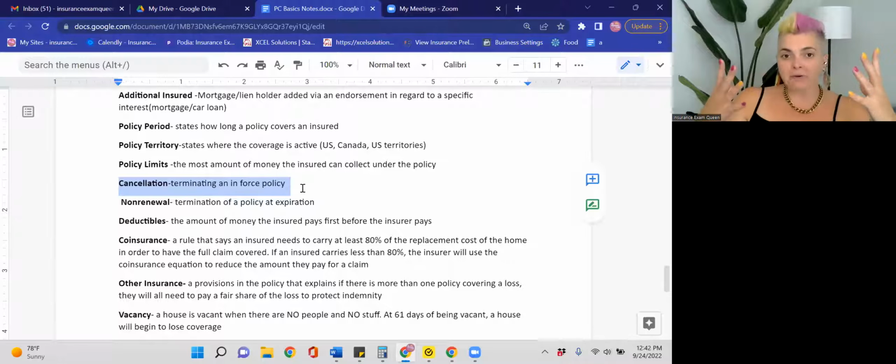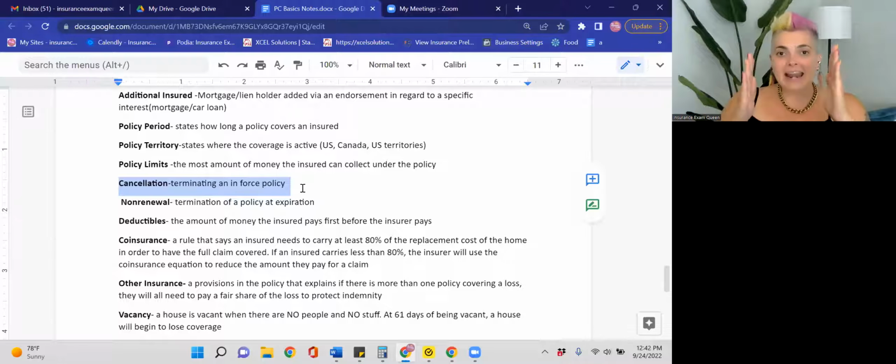But the thing about non-renewing is that it's at expiration. So they let the policy finish. Cancellation is terminating it during the timeline. If I'm in the timeline, whether I'm 1 month in, 2 months in, 3 months in, anywhere along this timeline, if I cancel the insurance, that is termination of an in-force policy. Non-renewal says we finish it, no more after that. You're not going to get nothing over here.